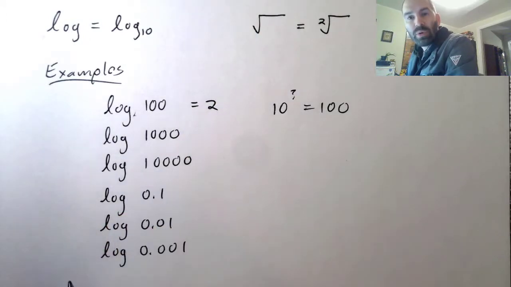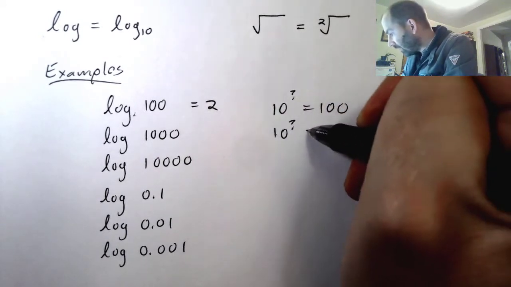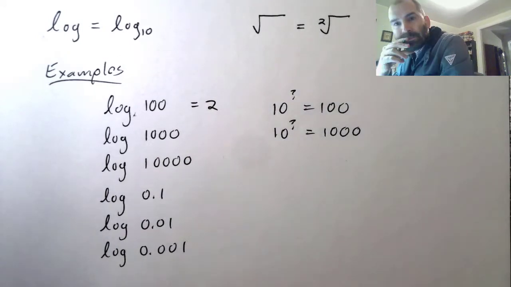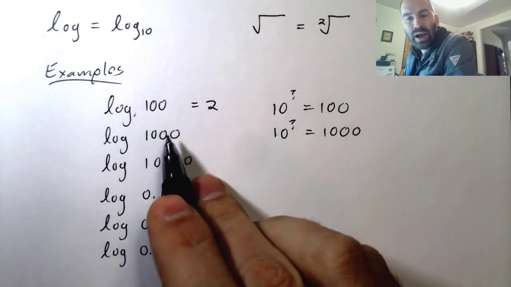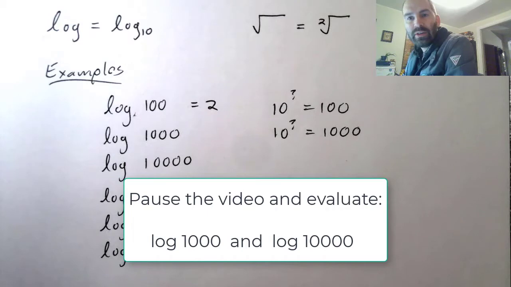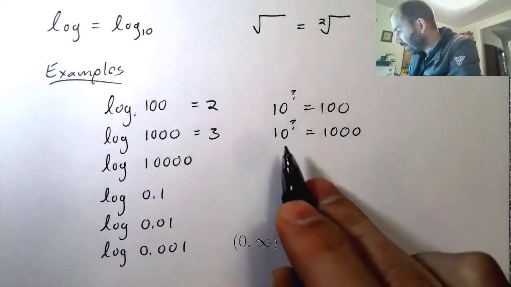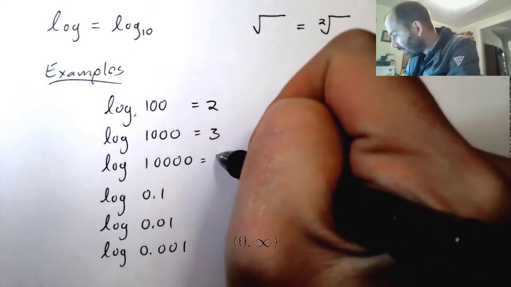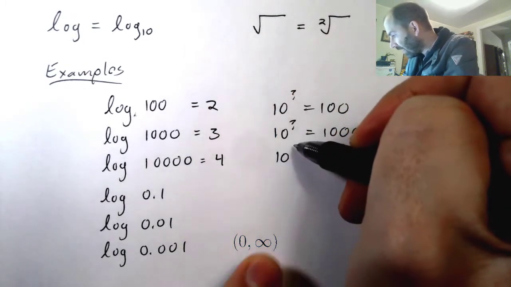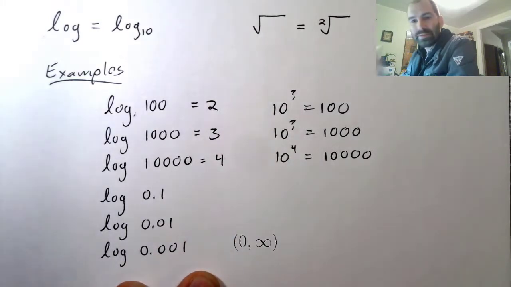What about log of 1,000? What's the exponent on 10 that gives 1,000? I'm going to let you think about that one a little bit. Why don't you pause the video, see if you can figure these two out. You should have gotten 3 here. 10 cubed gives you 1,000. And you should have gotten 4 here. 10 to the 4th equals 10,000.